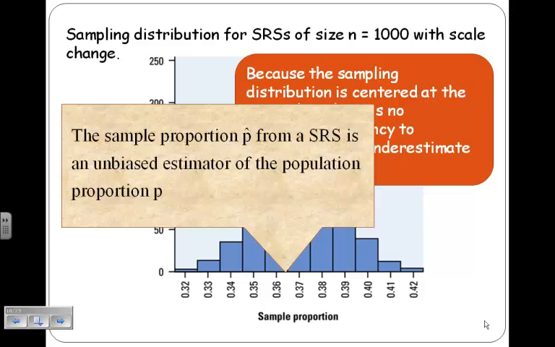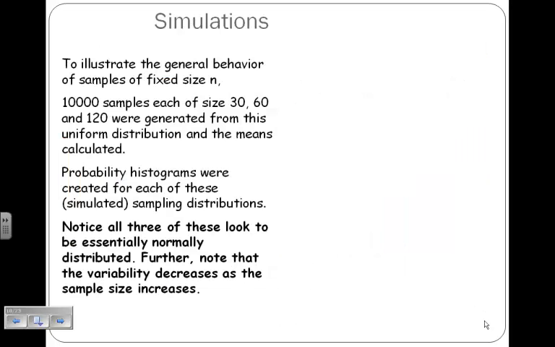This tells us that our sample proportion, p hat, is an unbiased estimator of the population proportion. Okay, so that's a very important definition, and I'm going to bring it back again in another slide in a little bit. But it's very important to understand what exactly an unbiased estimator tells you.